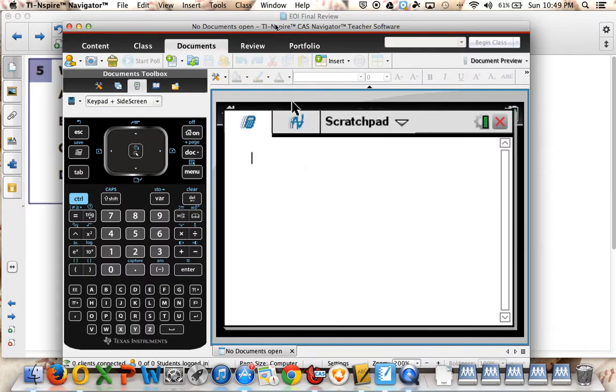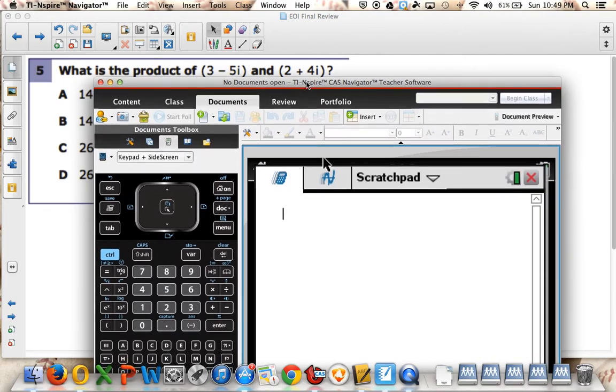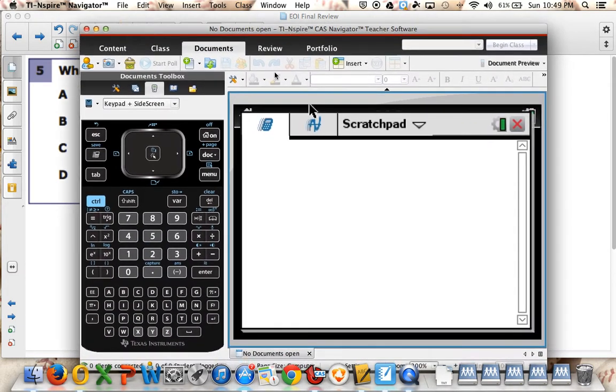Calculate, and I have 3 minus 5i, so I'm going to go parentheses, 3 minus 5. It is not the I down here that is in the keypad. I want to go to book.